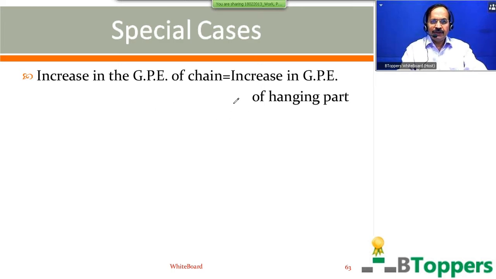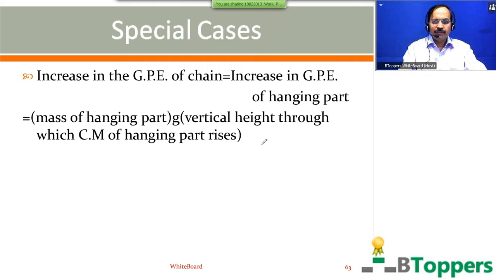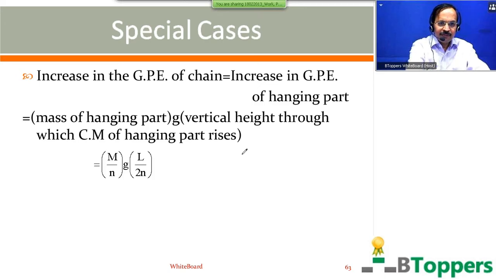So the increase in the gravitational potential energy of the chain is equal to the increase in the gravitational potential energy of the hanging part, which you can write as mass of the hanging part times g multiplied by the vertical height through which the center of mass of the hanging part rises. Mass of the hanging part is 1/nth of the total mass, so you can write m by n. The vertical height through which the center of mass of the hanging part rises is L by 2n. So you get delta U, the gravitational potential energy change, is mgL by 2n squared.